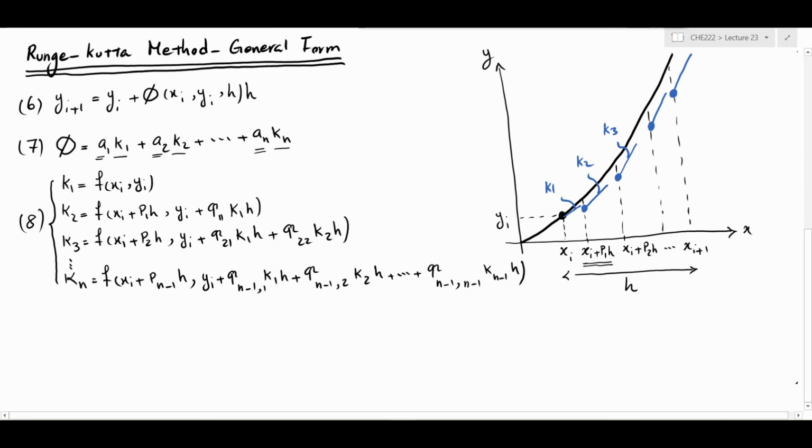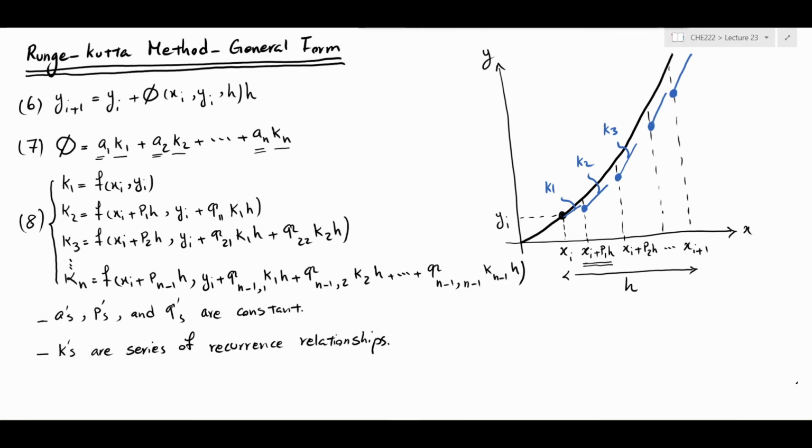So with that, let me just summarize the constants in here. All a's, p's, and q's are constant, and k's are series of recurrence relationships. And by that I mean k1 appears in k2, k1 and k2 appear in k3, and so on and so forth. So equations number 6, 7, and 8 define the general form of Runge-Kutta method.